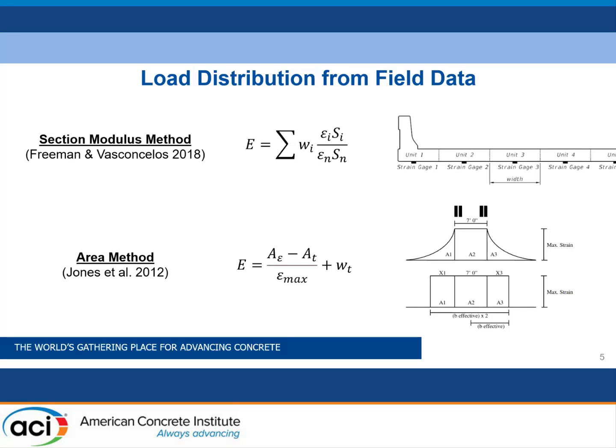The second method that we looked at is the area method. What this does is it takes the total area under the strain curve and approximates it to a width of bridge that would sustain the maximum strain measured in the field test or from the finite element model. It distributes the load to that width rather than the entire width of the bridge, which is what you would see if you were to plot the strain across the entire width of the bridge.